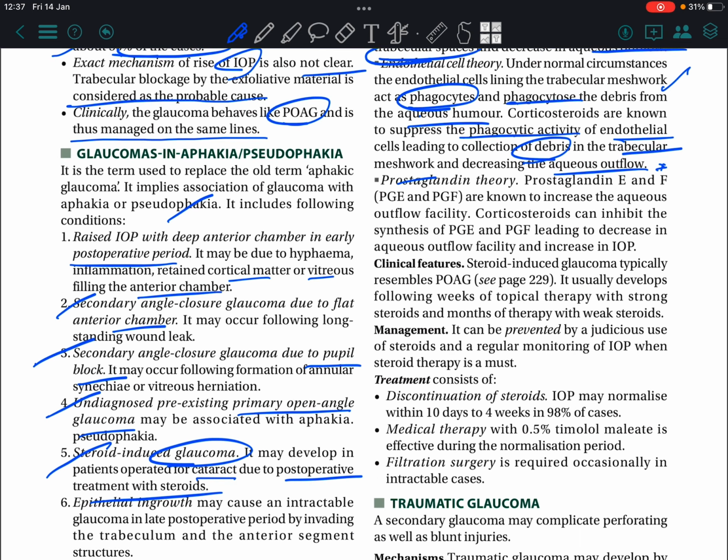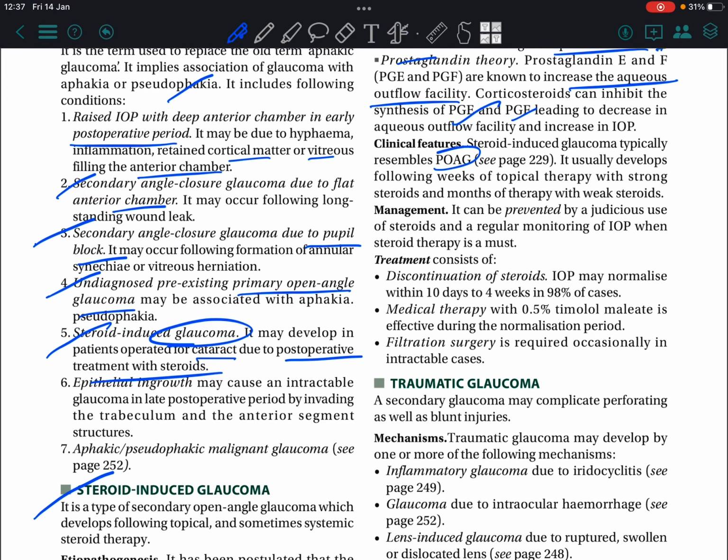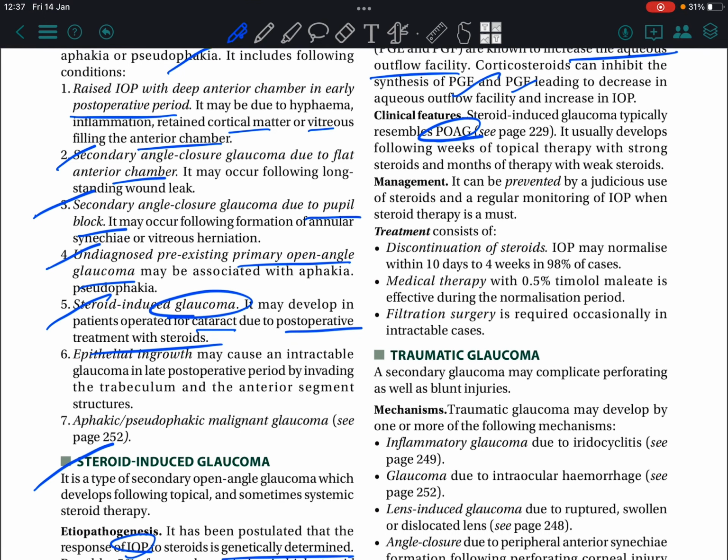Prostaglandin theory: Prostaglandin E and F are known to increase the aqueous outflow facility. Corticosteroids can inhibit the synthesis of PGE and PGF, leading to decrease in aqueous outflow. Clinical features: steroid-induced glaucoma typically resembles POAG, open angle glaucoma. It usually develops following weeks of topical therapy with strong steroids and months of weak steroids.